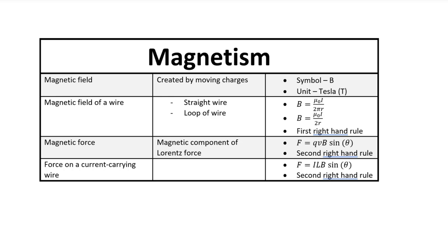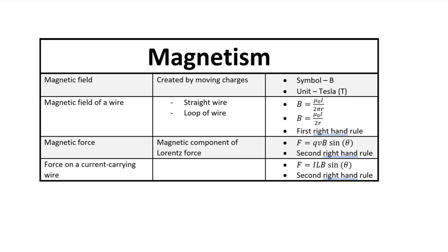This magnetic force is therefore maximum when the angle between the velocity and the magnetic field vectors is 90 degrees. It decreases towards a minimum as this angle converges to 0. I also stated that this magnetic force is the magnetic component of the Lorentz force. The Lorentz force is the sum of the electrostatic force and the magnetic force.